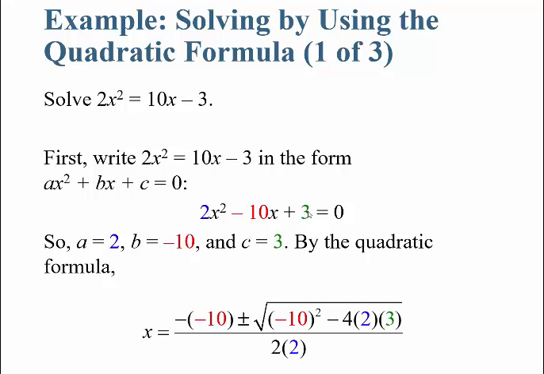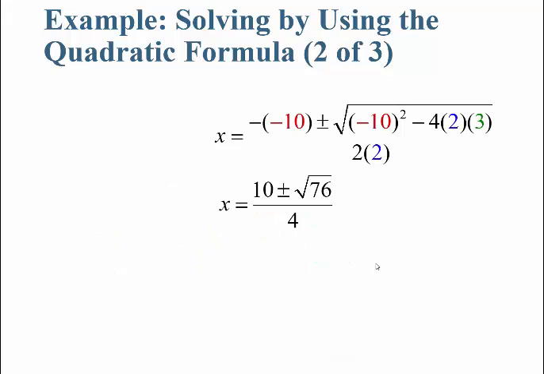At this point, all you're going to have to do is plug it into the equation. So it's negative b, so negative 10, plus or minus the square root of negative 10 squared, minus 4 times a times c, all over 2 times a. Then all you have to do is simplify the rest of it. 10 squared is 100, minus 4 times 2 times 3, which is 24. So 100 minus 24 is 76. 2 times 2 gives me 4. And remember, the negative becomes positive.